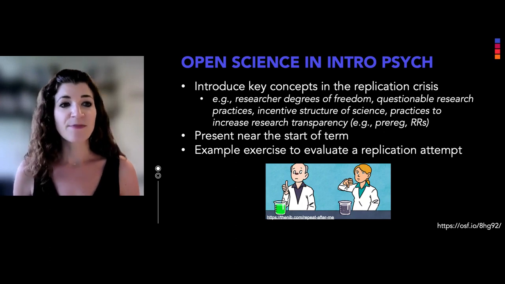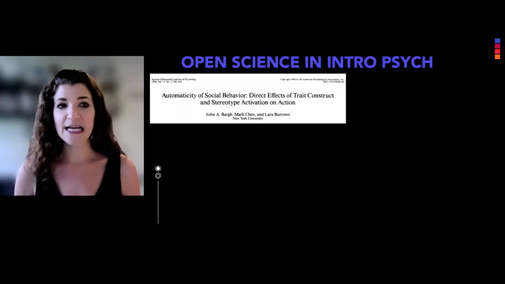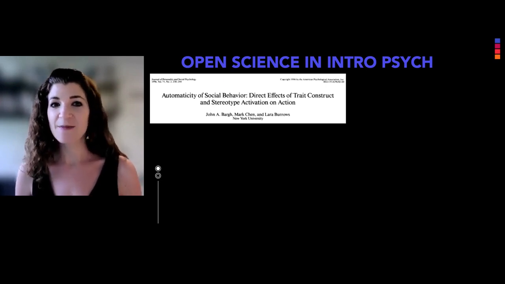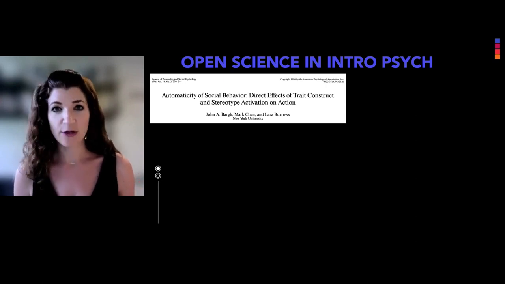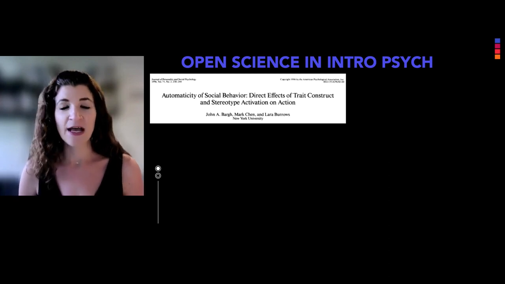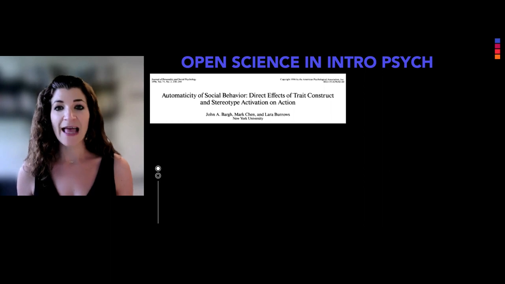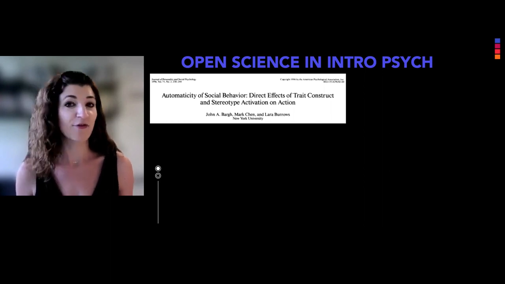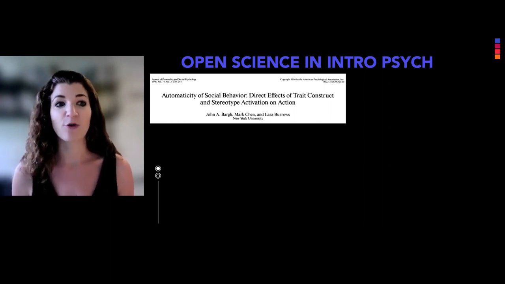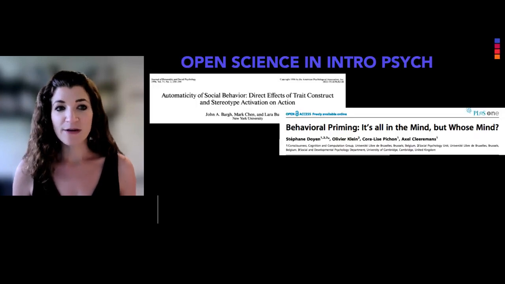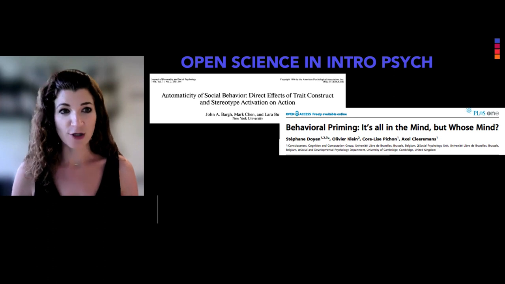The example that I use is the Bargh et al. 1996 paper that showed that participants who were primed to think about the elderly walked more slowly than unprimed participants. As I'm sure many of you know, this study caused quite a splash and demonstrated effects that people found very compelling with regards to behavioral priming. A subsequent study failed to replicate that effect when the experimenters were blind to condition.